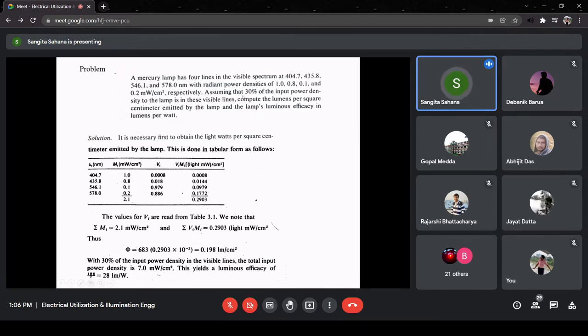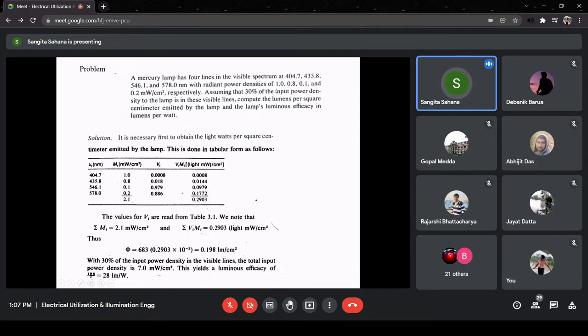So assuming that 30% of the input power density to the lamp is in these visible lines, that means whatever be the electrical power, 30% of that is coming as the output power. So if my input is 100 watt, I am getting 30 watt as the radiant power like that. So you have to compute the lumen per square centimeter emitted by the lamp.